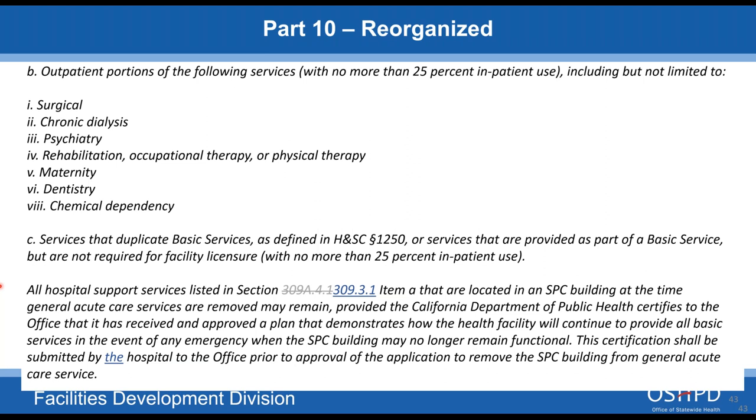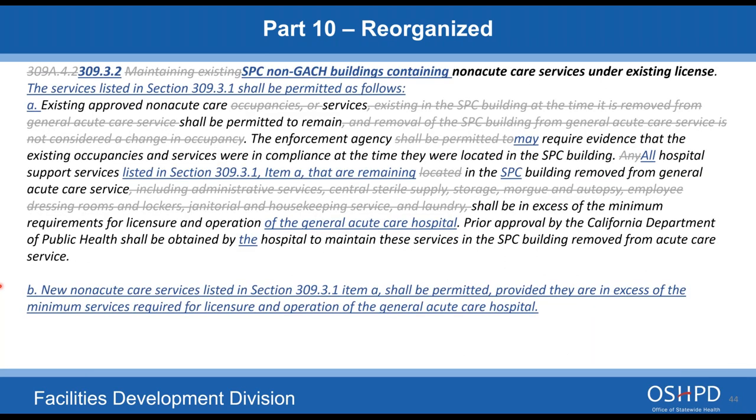Again, these are all requirements of a building that's removed from acute care service and what can go into them. Now, we continue to explain that an SPC, as opposed to a freestanding building, an SPC non-general acute care hospital building containing non-acute care services under an existing license may be permitted under the following conditions. Existing approved non-acute care services shall be permitted to remain. The enforcing agency may require evidence that the existing occupancies and services are in compliance at the time they were located in the SPC building. Kind of goes to the remodel, that if they were built in compliance with the code when they were built, they may be able to continue to be used.